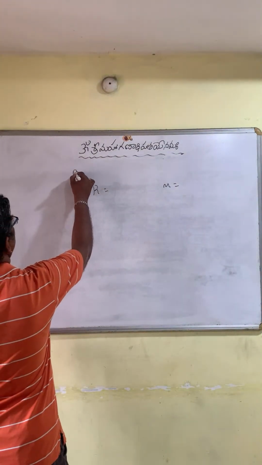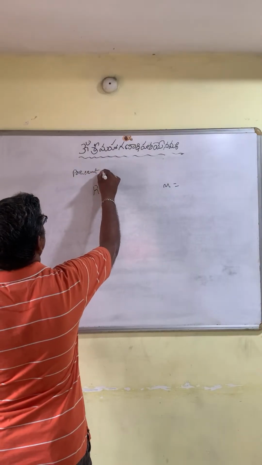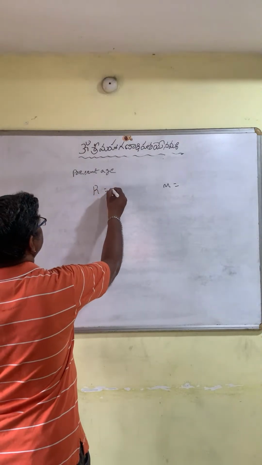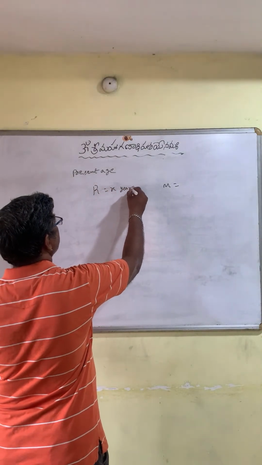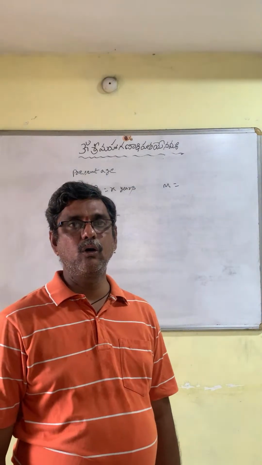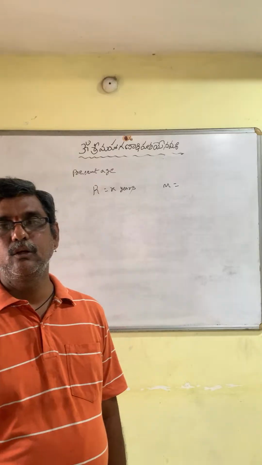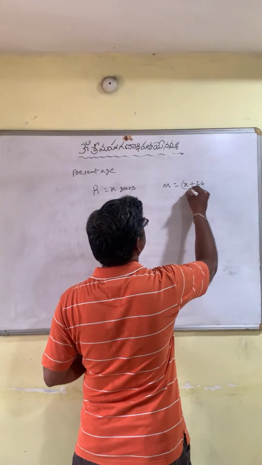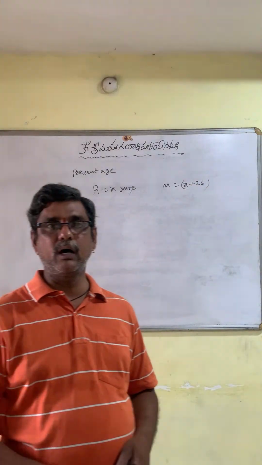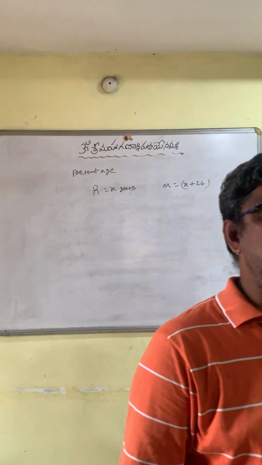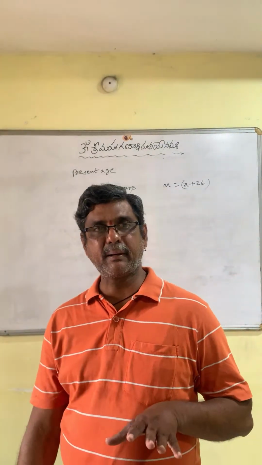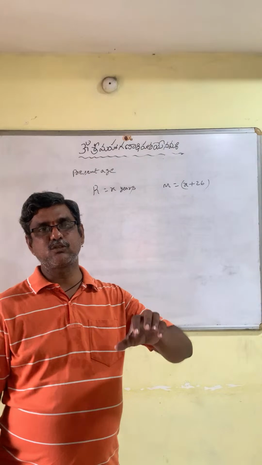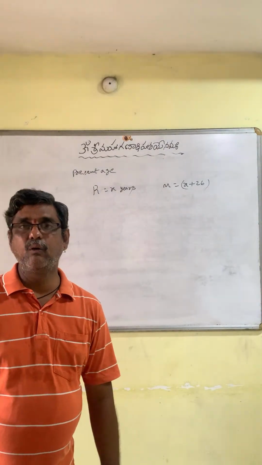So, let us consider the present age of Rohan is x years. According to the problem, his mother's age will be x plus 26 years. It is clearly given that Rohan's mother is 26 years older than him. So if the present age of Rohan is x years, then the present age of his mother is x plus 26 years.